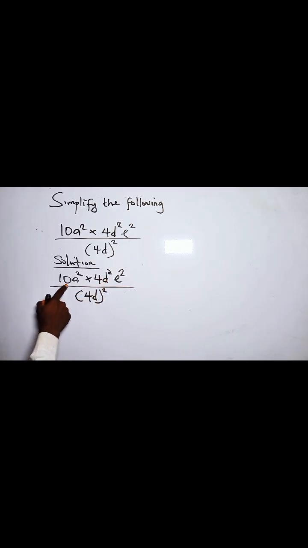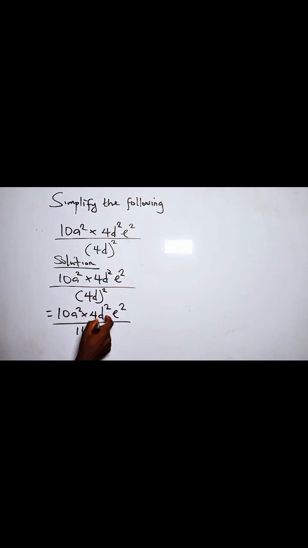So what do we do? So we can write this as 10a squared times 4d squared e squared over, so for 4 squared we have 16 times d squared. So we can simplify, d cancels d. This 4, this 16, 4 here is 1, 4 here is 4. So what do we have? We have 10, we have 4, so let us write it.